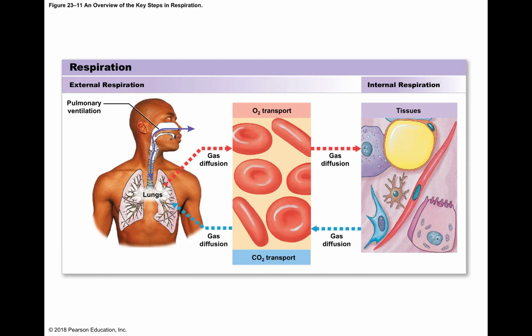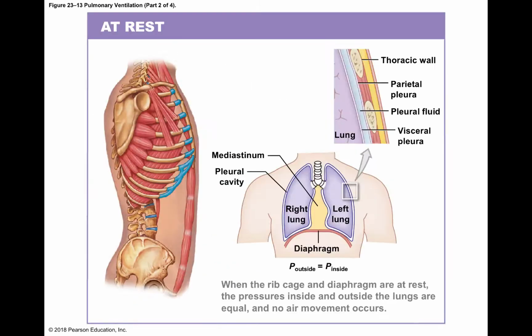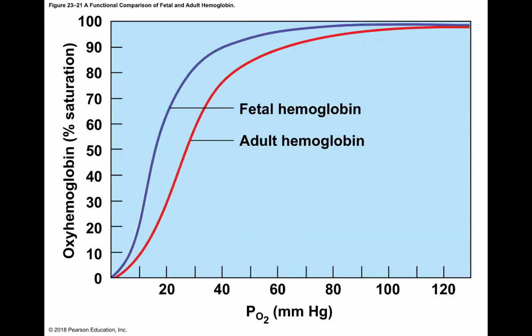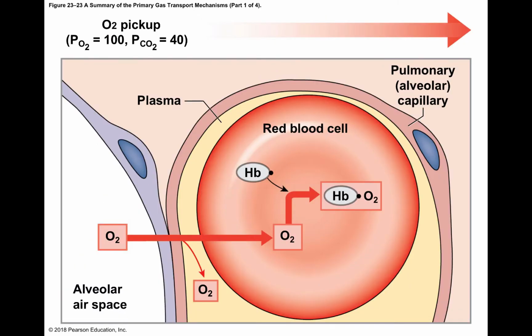Last thing we have to talk about with external respiration is transport. Okay? Transport. It's going to be easier. So we're going to talk about oxygen transport and carbon dioxide transport. Okay, how is it transported in the blood? So we'll look at that using these slides down here.